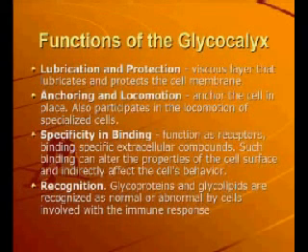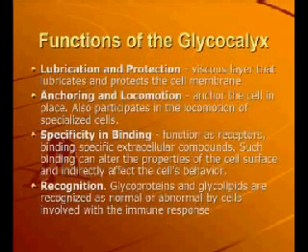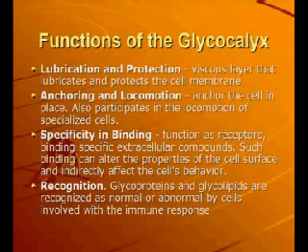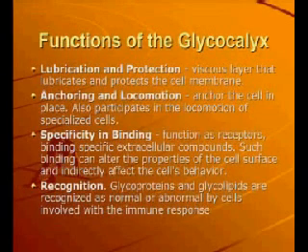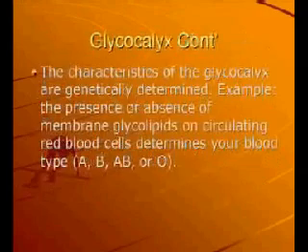The other functions are specificity and binding. It functions as receptors, binding specific extracellular compounds; such binding can alter the properties of the cell surface and indirectly affect the cell's behavior. Recognition: glycoproteins and glycolipids are recognized as normal or abnormal by cells involved in the immune response.